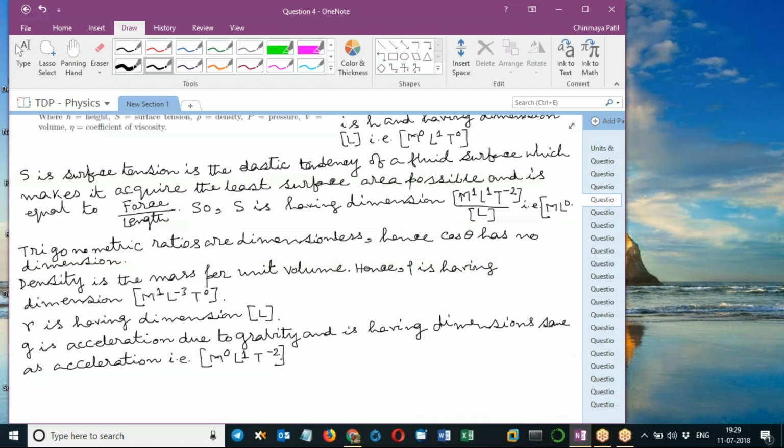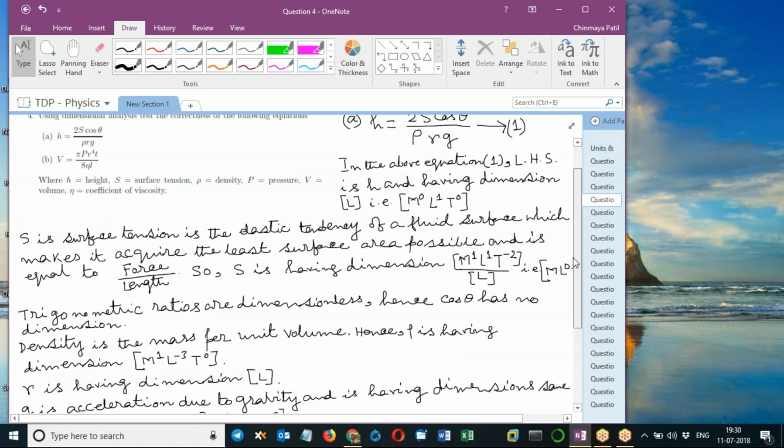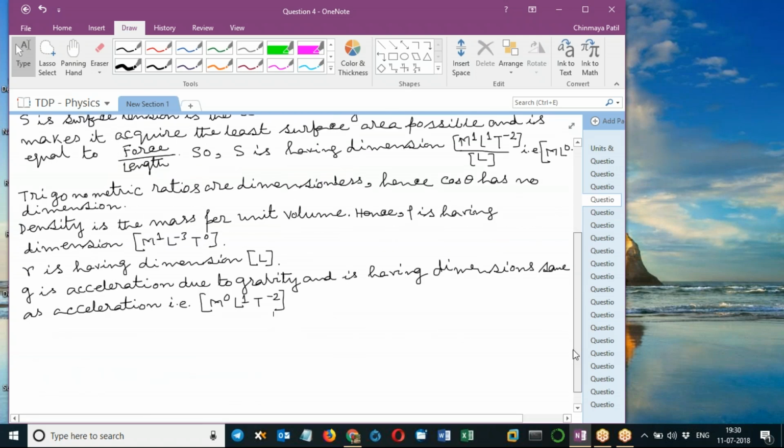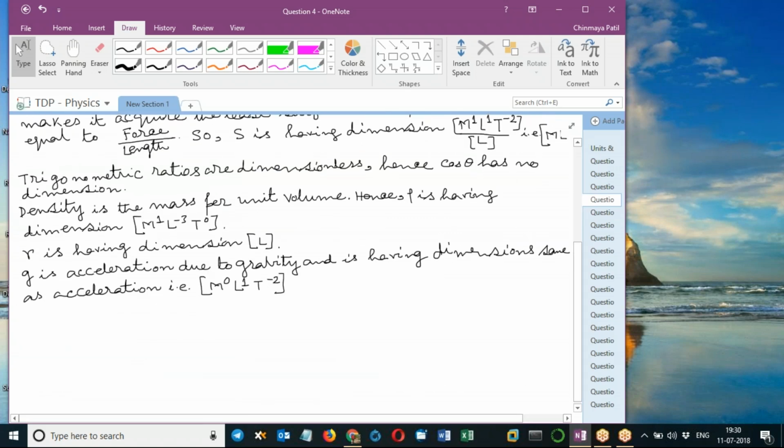So we get all the dimensions of individual terms in the right hand side of the above equation 1. So we get 2a cos theta power g. What is the dimension of 2? No dimension. It's only a constant. Exactly.